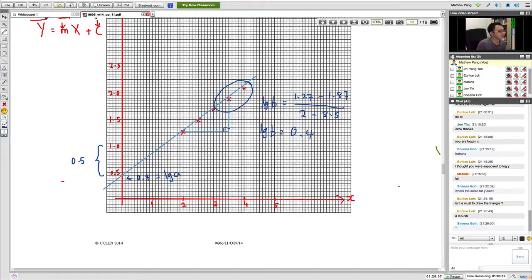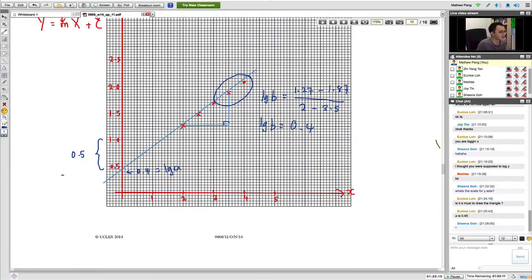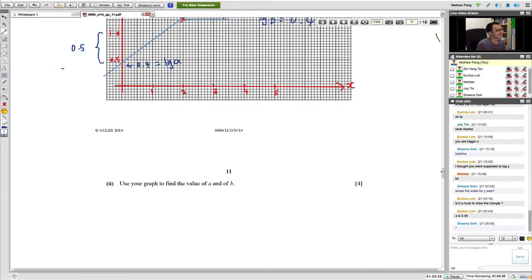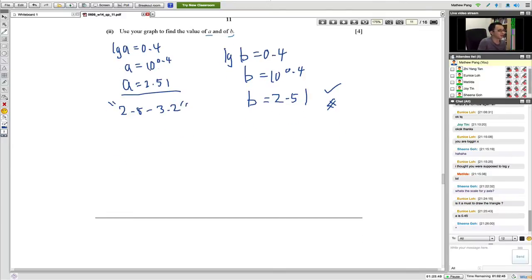This point here, 3.5, is 1.87, close to 1.9. It should be correct. Maybe the line is not so nice when I draw it using the software. Anyway, I just want you to know how to find A and B. You already printed out the paper, right? So you just try to do it yourself. I hope you can get 0.45, then you will get a nice answer over here.